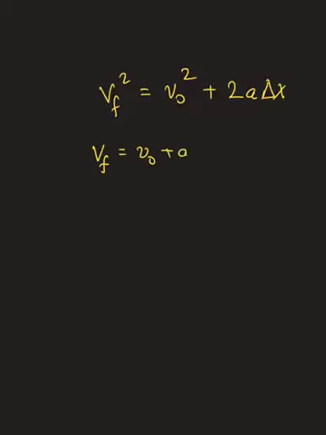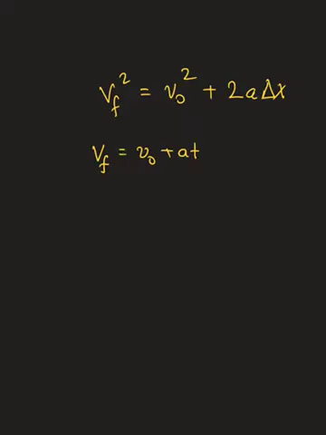In this video, guys, we're going to go ahead and prove the third kinematics equation, v final squared equals v initial squared plus 2 times the acceleration times the displacement in the x direction. And we're going to make use of the first two kinematics equations which we proved in previous videos. So we proved v final equals v initial plus at in one of our previous videos.